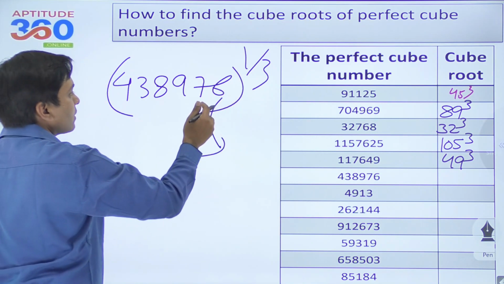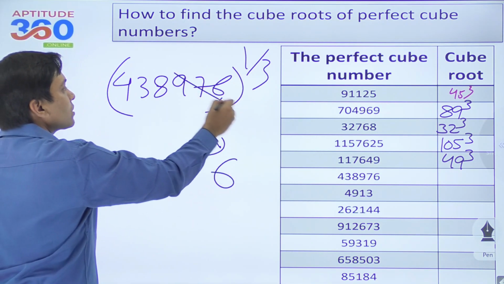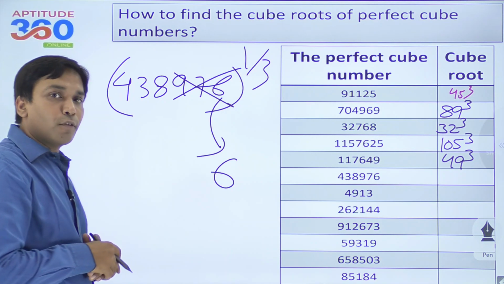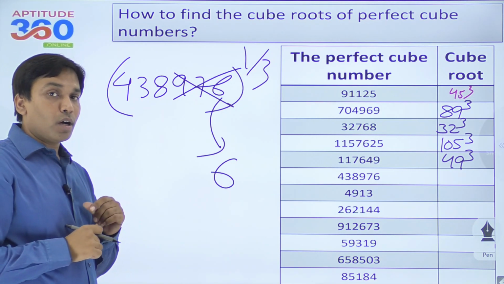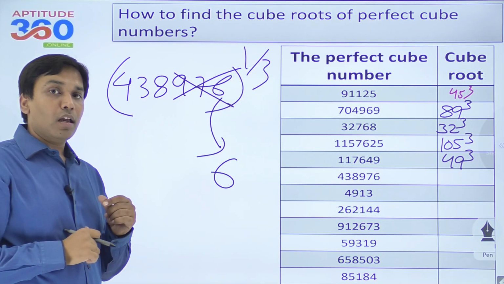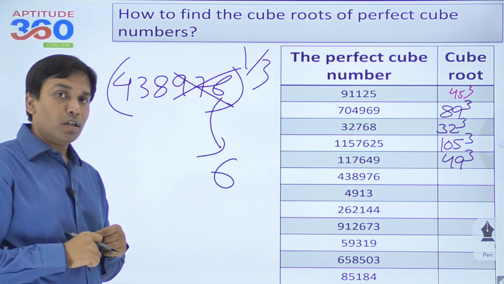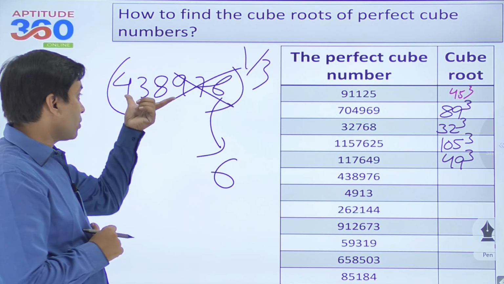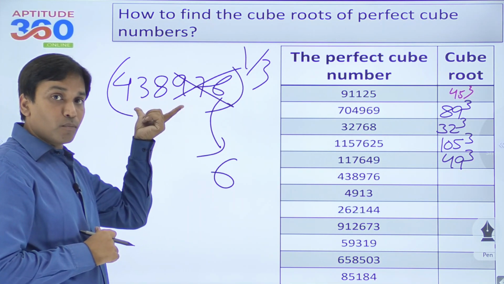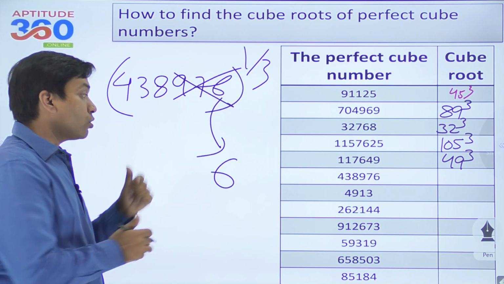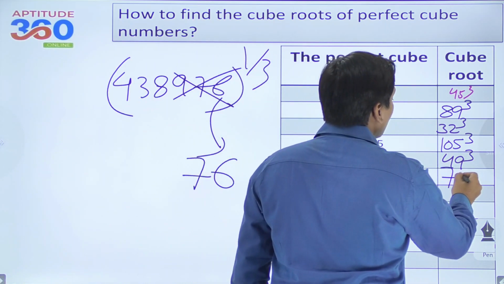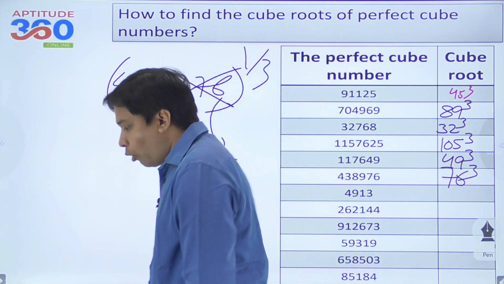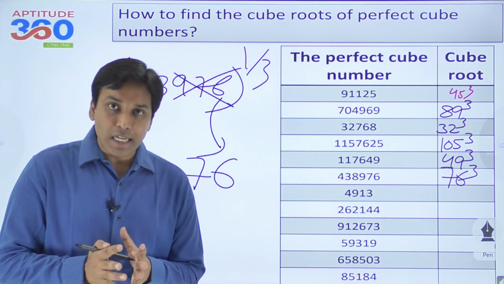If it ends in 6, it is 6, and then you discard the last 3, and you have got 438. What is the perfect cube number which is just less than 438? Now understand, 6 cube is 216, 7 cube is 343, and 343 is less than 438, right? But 8 cube is 512, so this is going to be 76. So this is the cube of 76. I hope that you're understanding this.